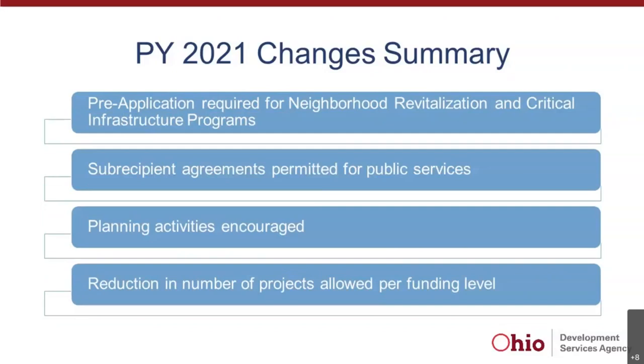Subrecipient agreements are permitted for public services. Communities are encouraged to use allocation funds for planning activities and request a waiver to exceed the $20,000 cap. And there is a reduction in the number of projects allowed per funding level.